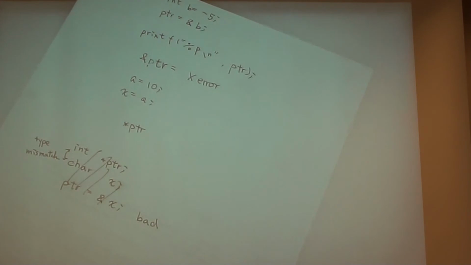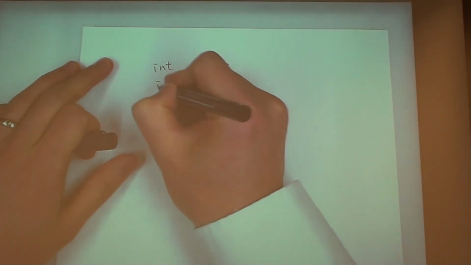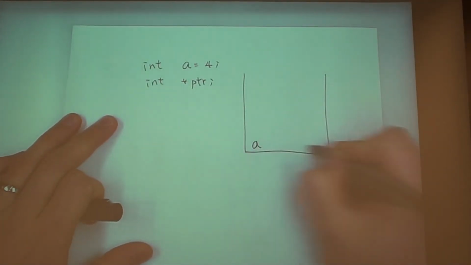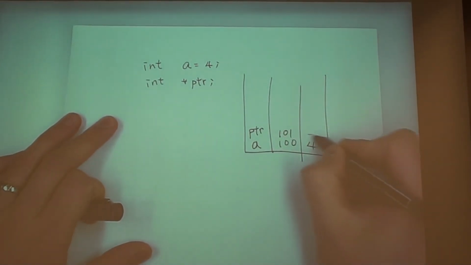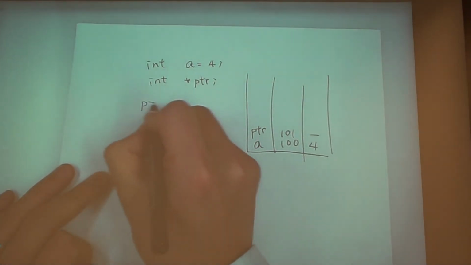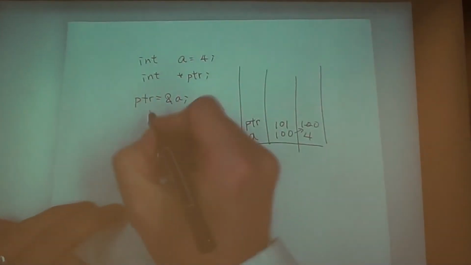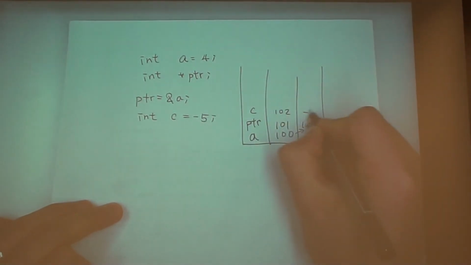Now the next thing I can do is, I just used another piece of paper. Suppose I use integer a equal to 4, and I say integer asterisk PTR. This will be what's in my call stack. A will be 4. Let me give the address 100. PTR will have its own address, so that will be, let's say 101. Current is garbage. Then I say PTR equal to ampersand A. That makes it 100. I go to say integer, let me use C, equal to -5. So C has its own address, it's -5 here.